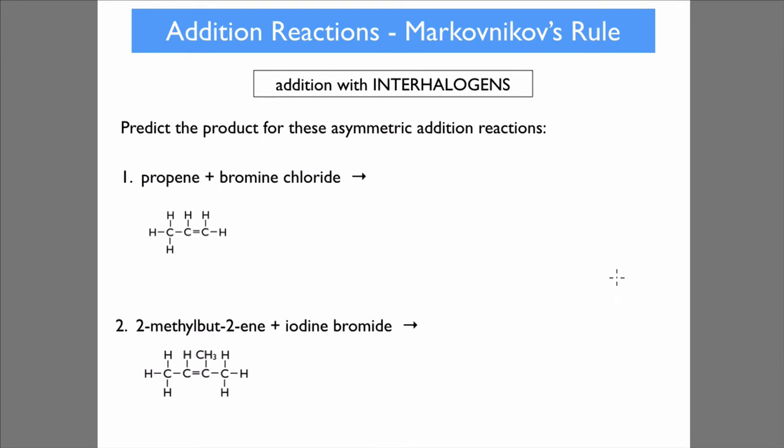Okay, see if you can predict the product for these asymmetric addition reactions. Press pause and have a good think about it. That's right, 1-bromo-2-chloropropane. We've got the chloro, the more electronegative species, in the middle. So it's got more things stabilizing the carbocation when it formed.